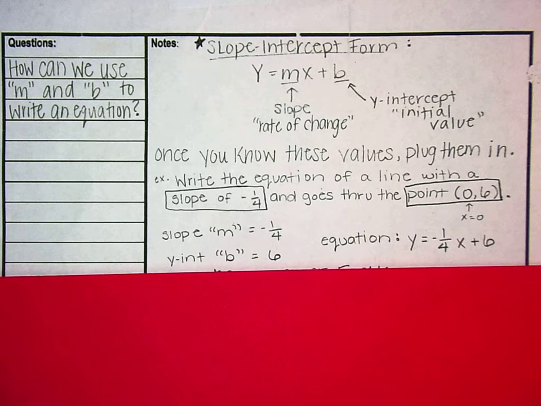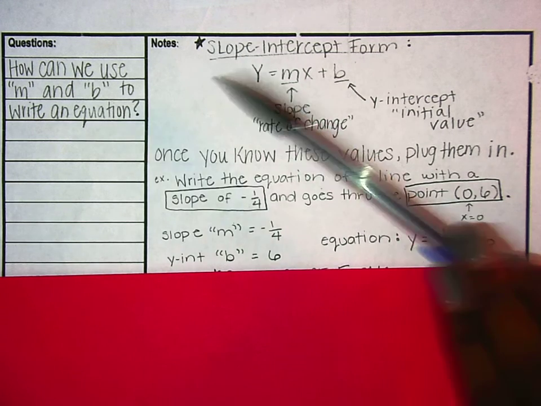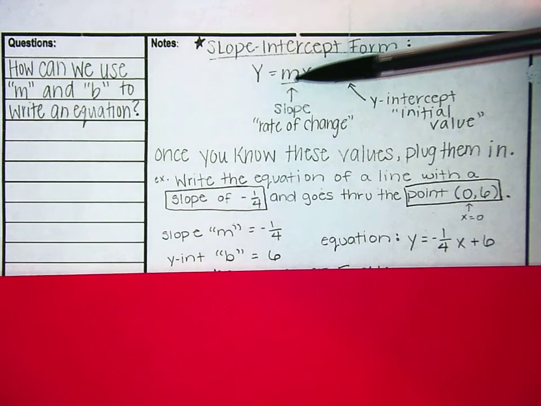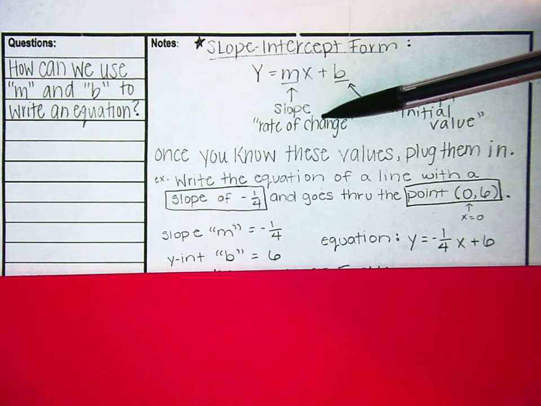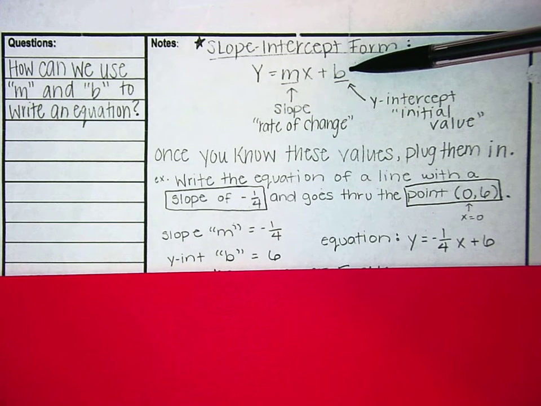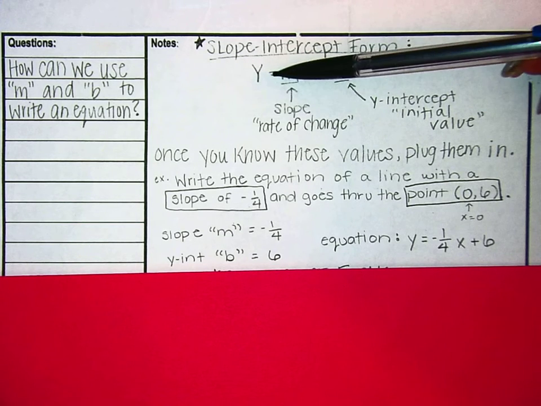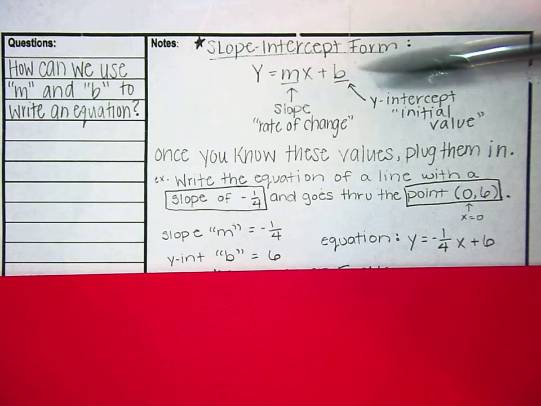During this video, we're going to be taking a look at slope-intercept form. Slope-intercept form is pretty simple, and it's actually the simplest form that we are going to want all of our equations to look like. Of course, by now, we know that m stands for slope, or rate of change. We also know that b stands for y-intercept, or initial value. So slope-intercept form is simply y equals mx plus b.